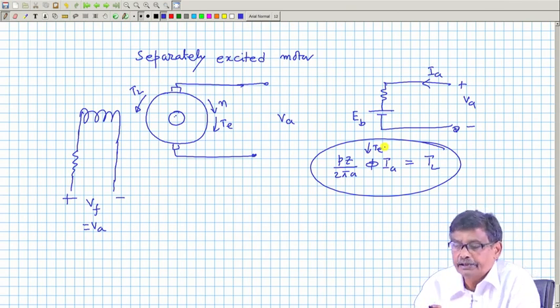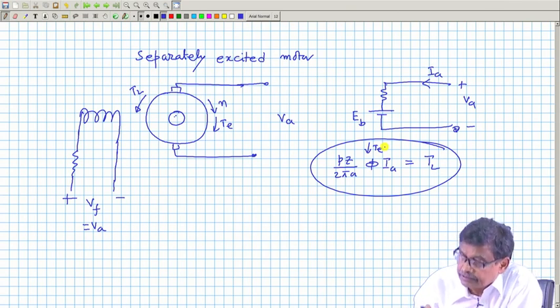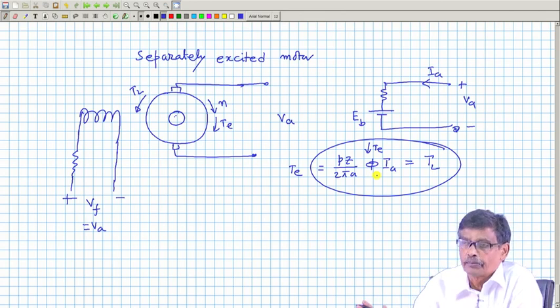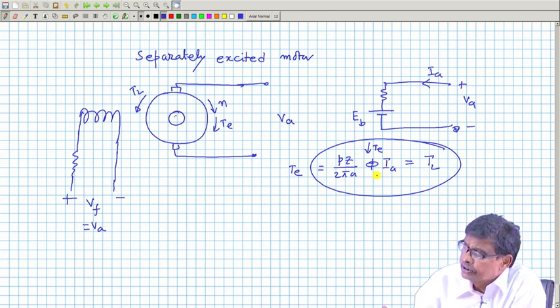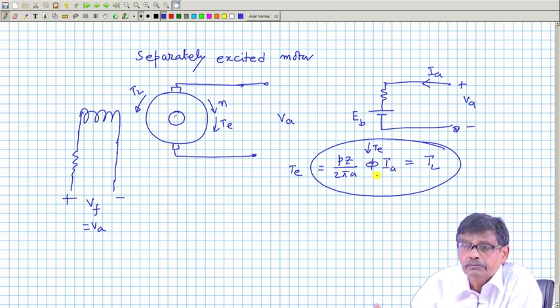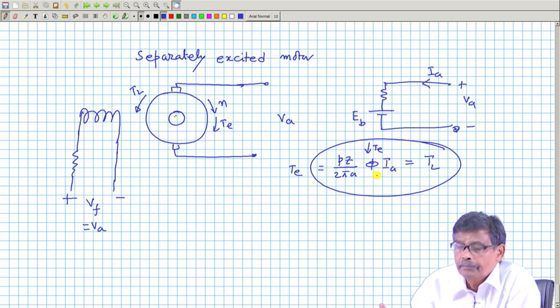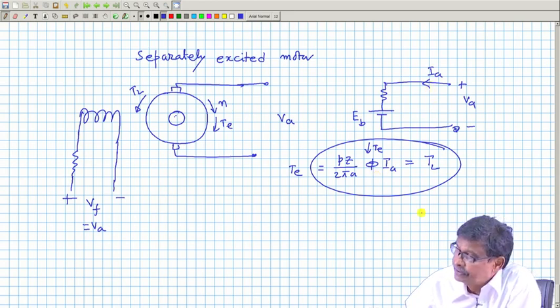Machine will finally run to such a speed that the electromagnetic torque is equal to load torque, steady state operation. Let us consider the steady state operation only. That is, if load torque is 0, Ia will be 0 finally, because current we have seen it will shoot up, then it will decay.